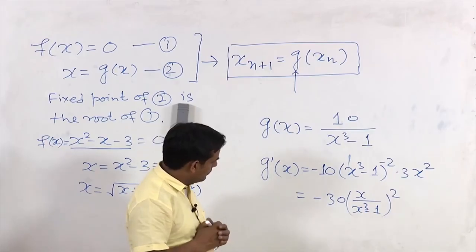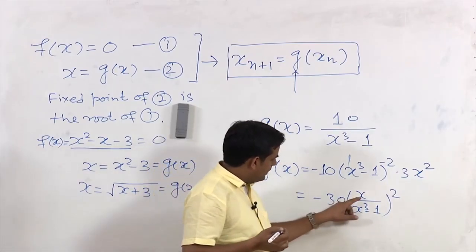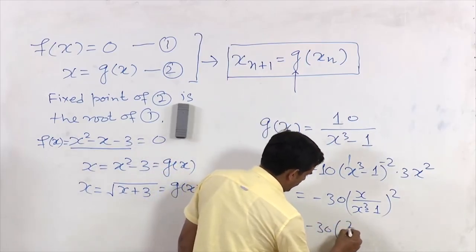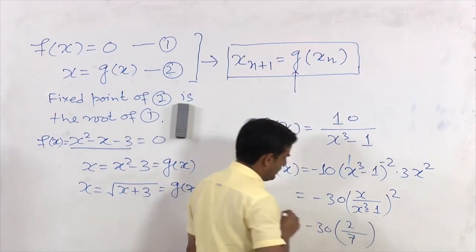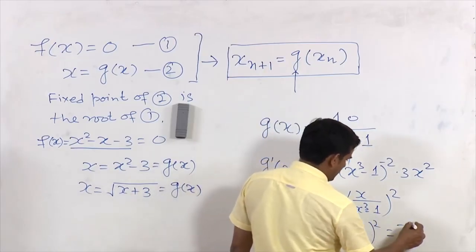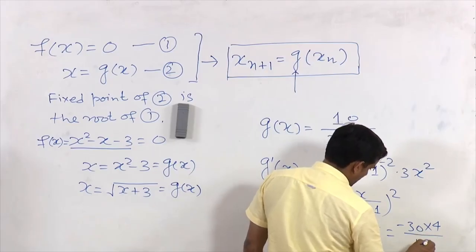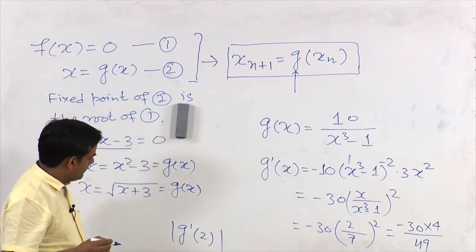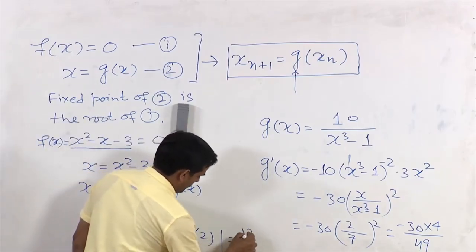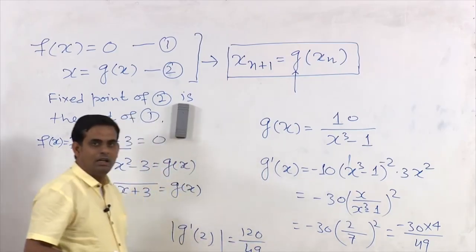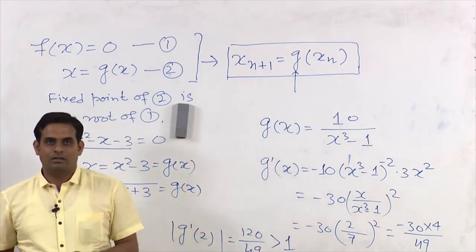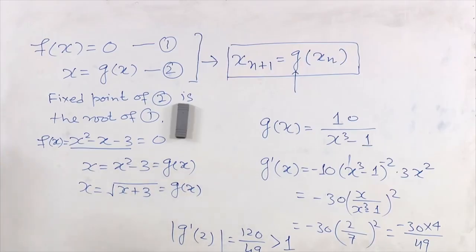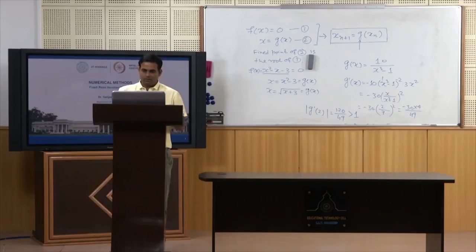Now, if you check when x is 2, it will become -30 × 4/7², which is -30 × 4/49. So, the absolute value of g'(2) will be 120/49, which is greater than 1. So, this choice of g does not fulfill the requirement of convergence, and hence we are getting such a behavior of the iterative scheme that it is not going to converge.